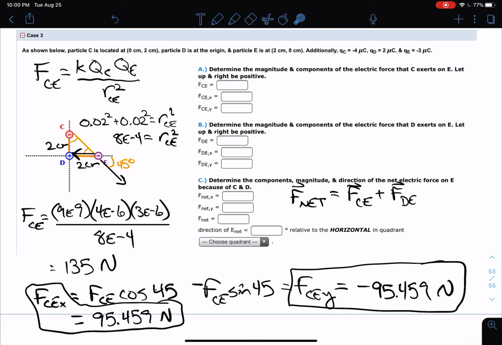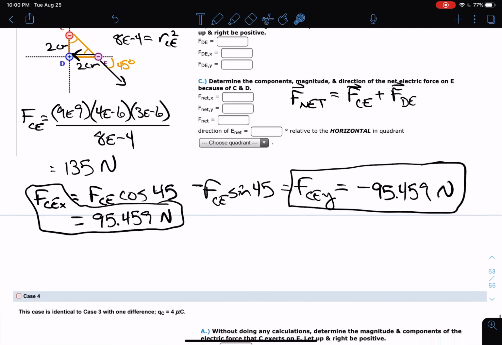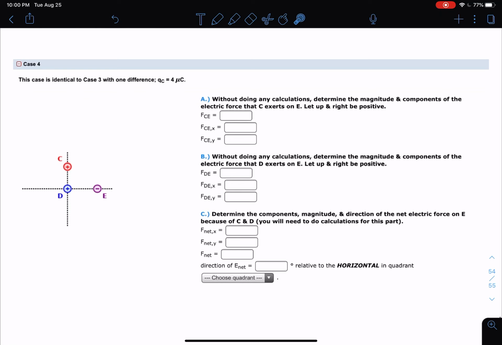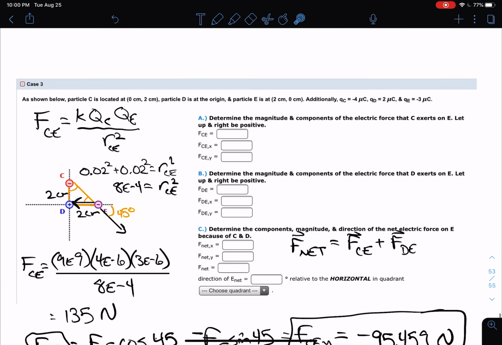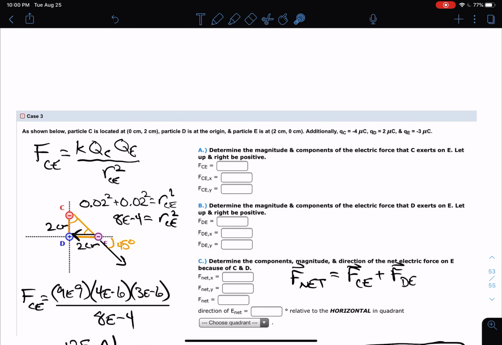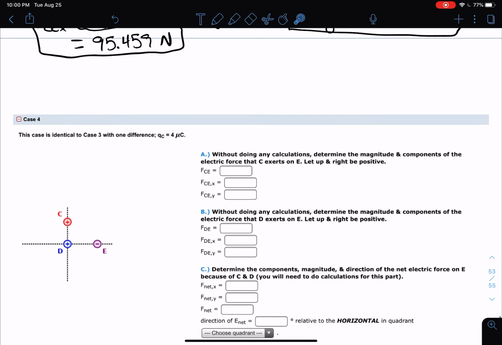Case 4, very similar to case 3, with one difference. QC is 4 microcoulombs. Here, you can see. Now, if we go back up here, QC was negative 4 microcoulombs. So once again, kept the magnitude of the charge the same, just changed the polarity. So change the polarity of this charge. That's going to change the net force as a result, because the polarity has changed.